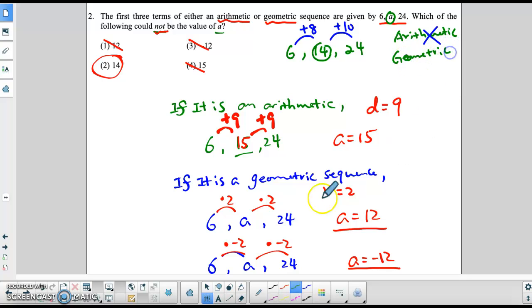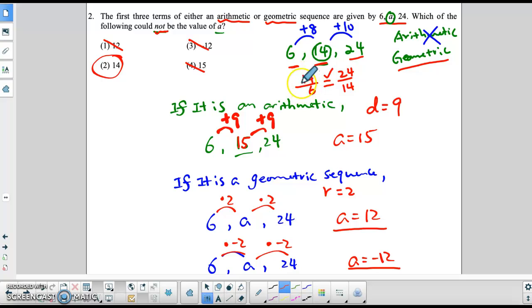How do I know if it's geometric or not? Let me use a different color. You can find the ratio. Do they have the same ratio? In order to make it a geometric sequence, they should have the same ratio. I'm going to take my second term, 14 divided by 6, and my third term divided by my second term. If it's a geometric sequence, that means they need to be the same, right?